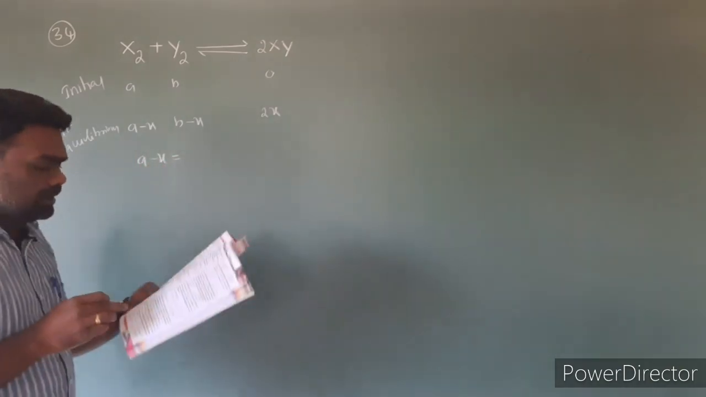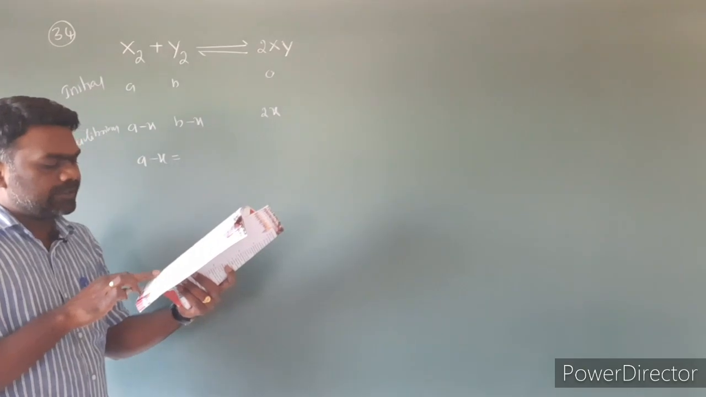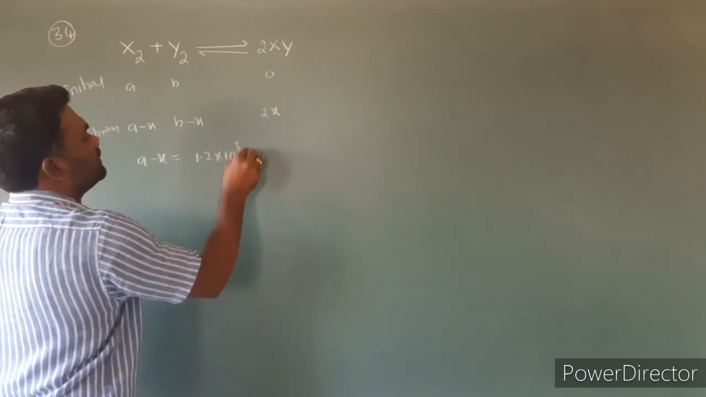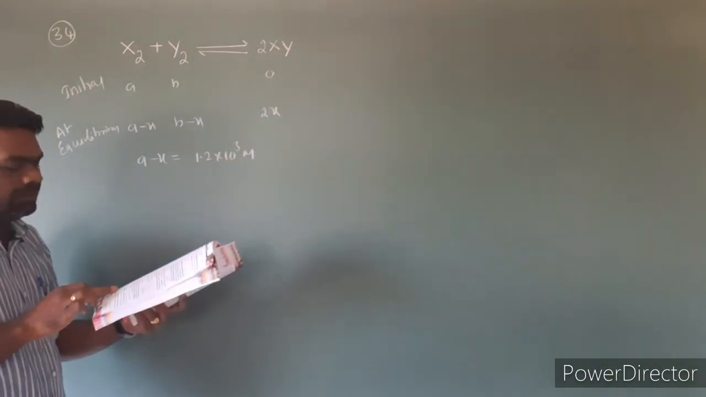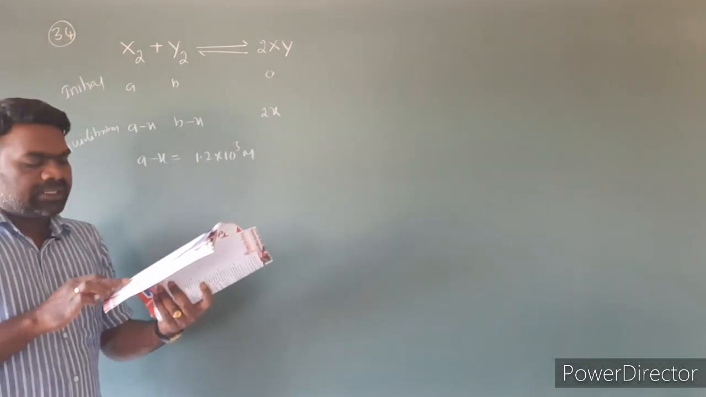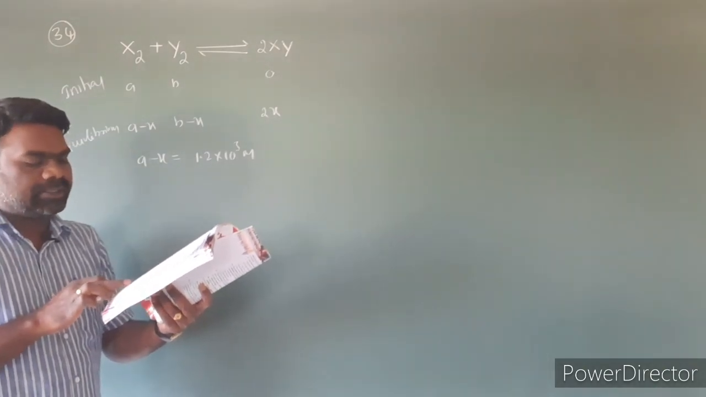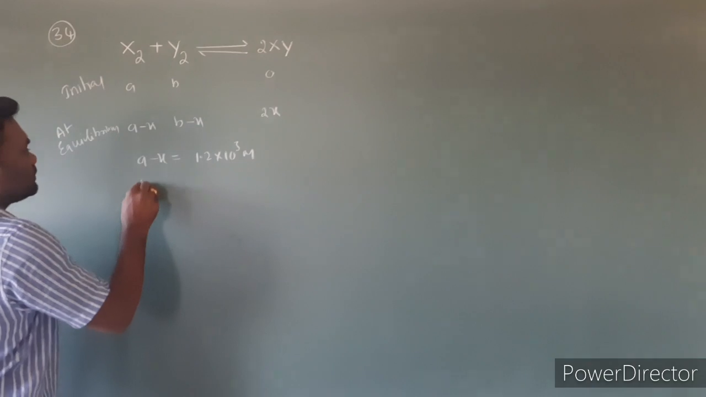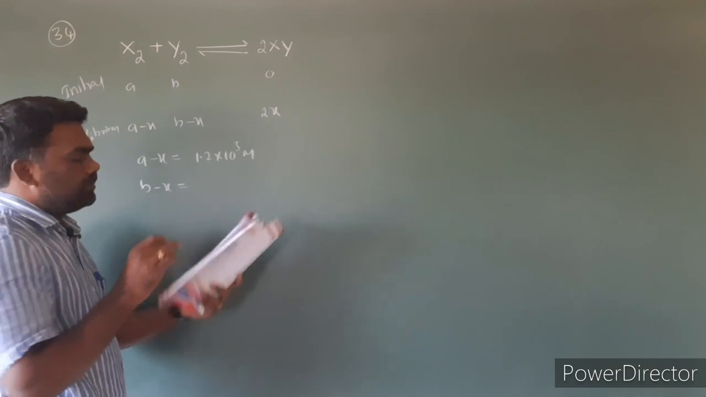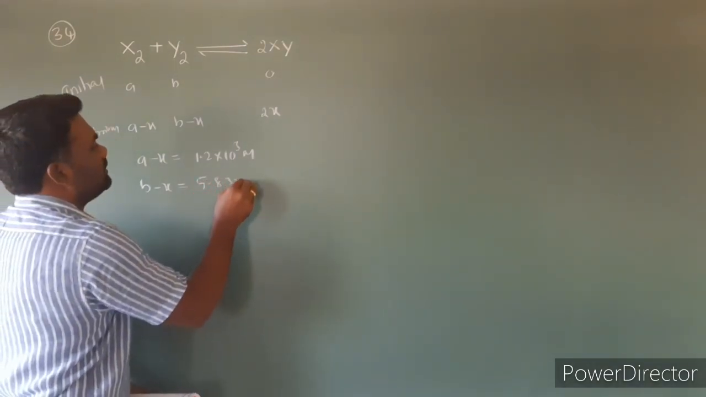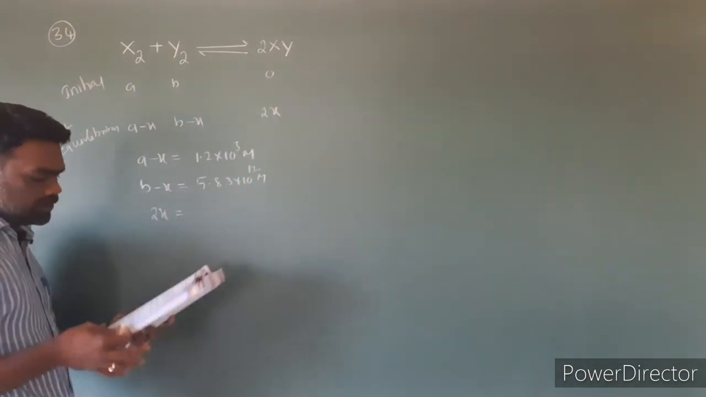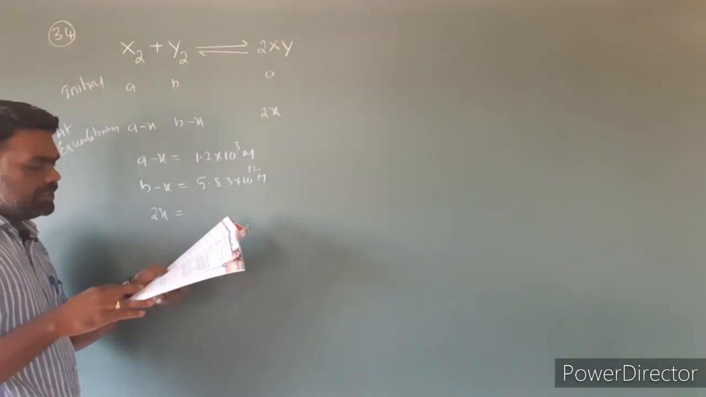Next, A minus x is given as an equilibrium concentration. What is the value of A minus x? It is 1.2 into 10 power 3 M. So the equilibrium concentrations of X2, Y2 and XY are 1.2 into 10 power 3 M, 5.83 into 10 power 12 M and 8.9 into 10 power 2 M respectively. Next, B minus x, the equilibrium concentration, is 5.83 into 10 power 12 M. And 2x is given as 8.9 into 10 power 2 M.